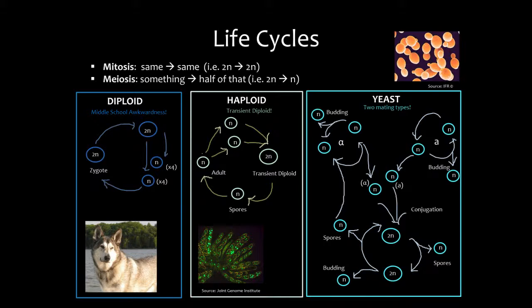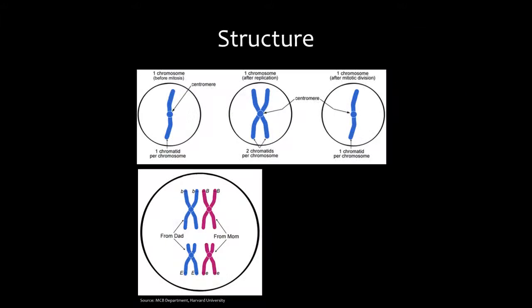The first is diploid. That's where the adult organism and also the zygote is 2n and produces n gametes. Haploid organisms is where the adult is haploid, so n, creates a transient diploid and then produces spores that then become the adult. The spores are just n, or haploid. Finally, there's yeast. As you can tell from my poorly drawn diagram, the yeast life cycle is very complicated. The big takeaway is that there are two different mating types.